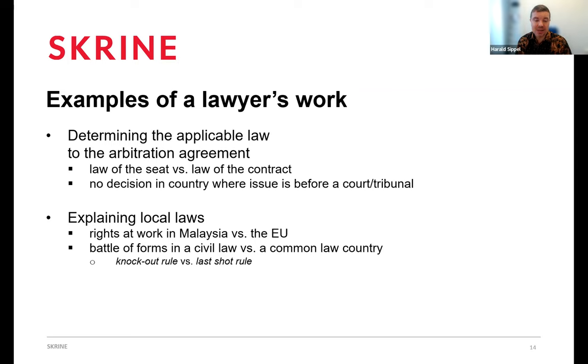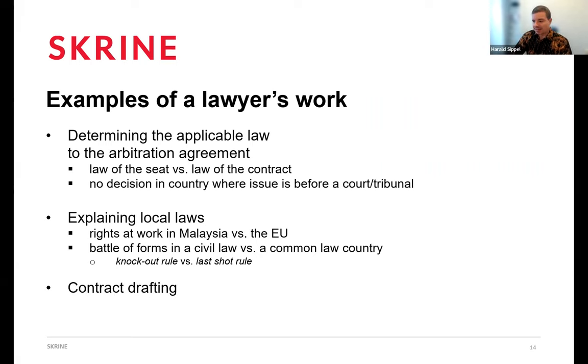Common law courts take the approach of the last shot rule. So whoever says last, my own terms and conditions apply, those terms actually apply. I was recently explaining this to a European client, because the EU is almost exclusively civil law, while Malaysia is common law. So I explained to the client, look, in Europe we do it this way, but this is Malaysia, so they do it this way here. In doing so, I was again comparing two laws and thereby engaging in the practice of comparative law, if you want to say so.